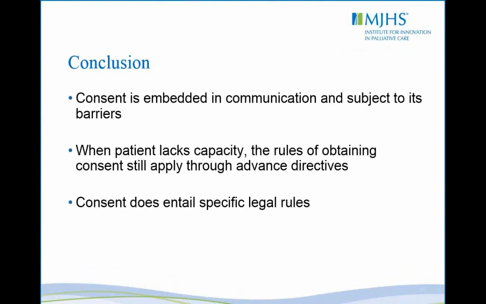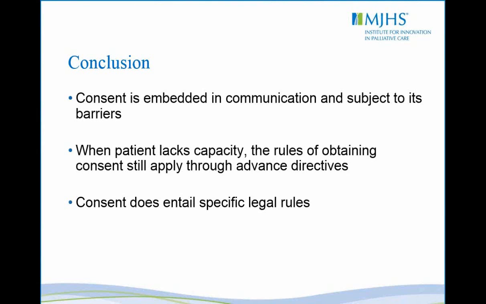Now, in conclusion, even if you remember just those little things, I think it will be extremely important, and I will have achieved my goal. Consent is embedded in communication, and then it's subject to barriers. And therefore, there is probably no such thing as a pure objective consent. It is the most difficult thing to get and to succeed in.